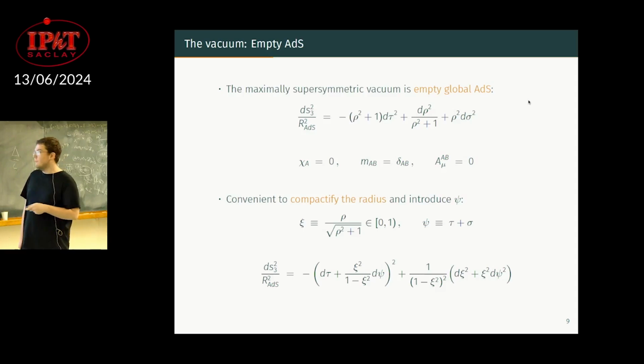For the following, I will use, instead of the standard tau, rho, sigma coordinates, different coordinates that will make computations easier later. So we will define this compact radius xi that lives between 0 and 1, and also this null coordinate psi. And if we rewrite the metric in those coordinates, it looks like this. So there's a conformally flat part and then a fibration on time.